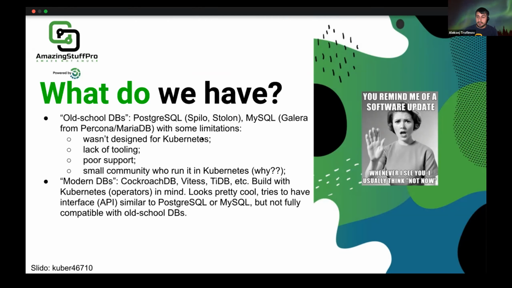You can ask why. I can't answer this question, but currently this is the situation. All modern DBs which we're looking into, like CockroachDB, Vitess, TiDB, and others, are built with Kubernetes operators in mind. It looks pretty cool. It tries to imitate an API similar to PostgreSQL or MySQL, but is not fully compatible with old school databases. So migration is kind of a hell.